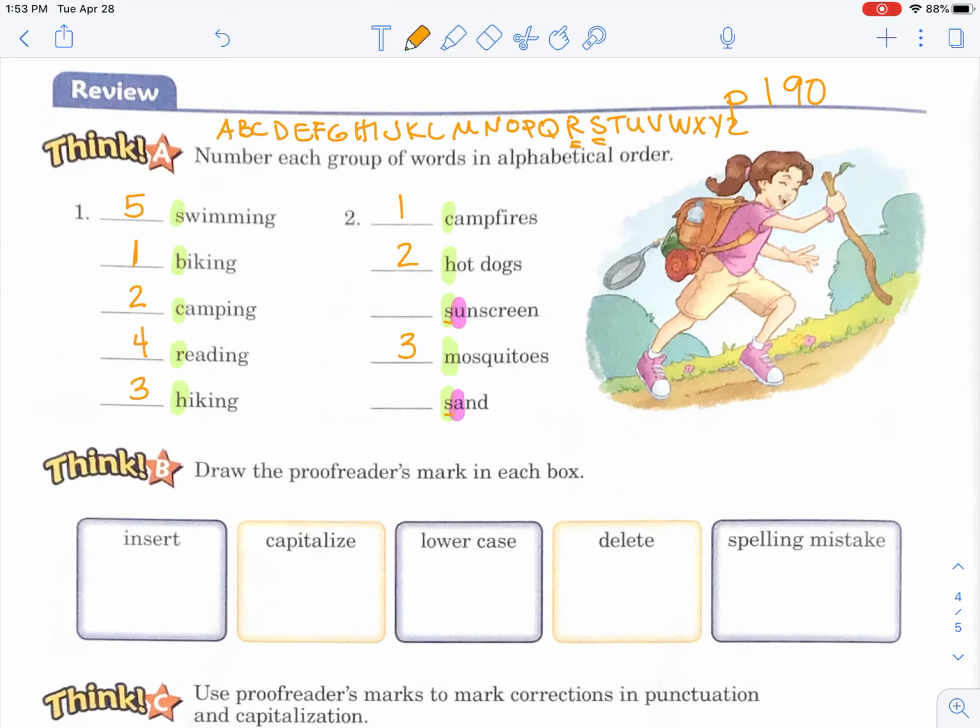Well, I can look at that really easily and tell you A is the first letter of the alphabet. I don't even have to sing. So I know that sand is going to come before sunscreen. Hooray! And we're done with that section. Look, she's so happy too. Yay! Hooray! Okay.